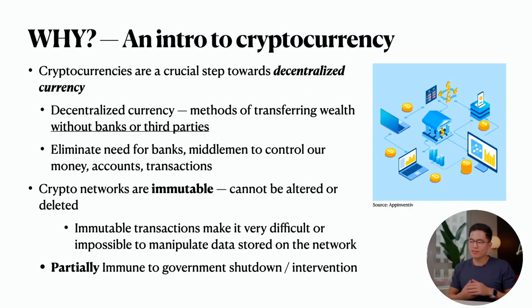Now, why are we investing in cryptocurrencies? What's the whole point? Crypto is basically an opportunity at building a decentralized system of currency that is based upon majority consensus. This means that the whole system has pretty high integrity. We're basically eliminating the need for banks or middlemen to control money, accounts, and transactions. As a result, crypto networks are immutable, meaning they cannot be altered or deleted. Immutable transactions make it extremely difficult or nearly impossible to manipulate data stored on the network. It's not just stored in one place, it's stored all over the place. That also means it's partially immune to government shutdown or intervention.